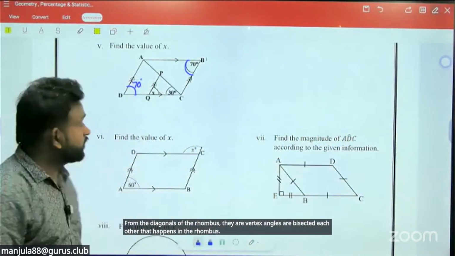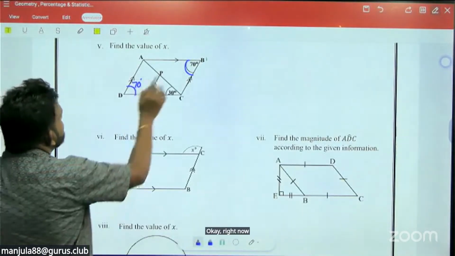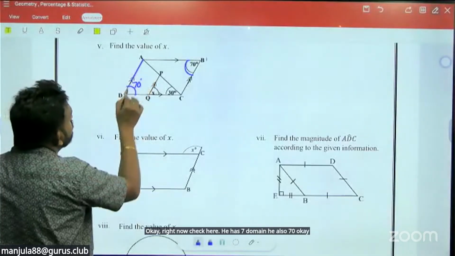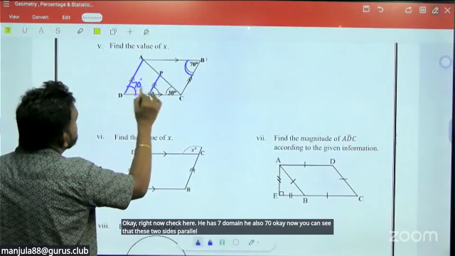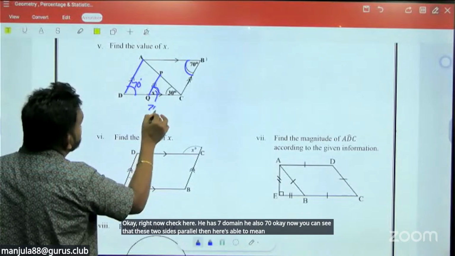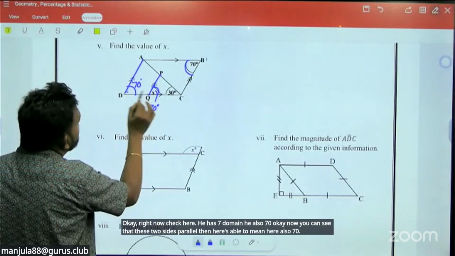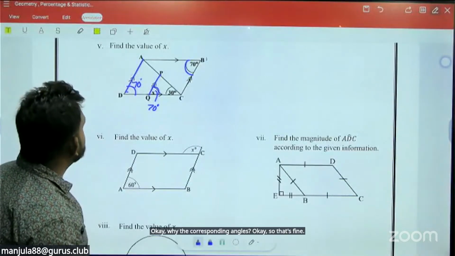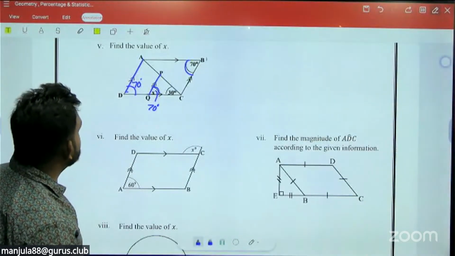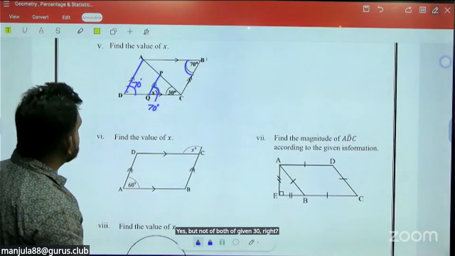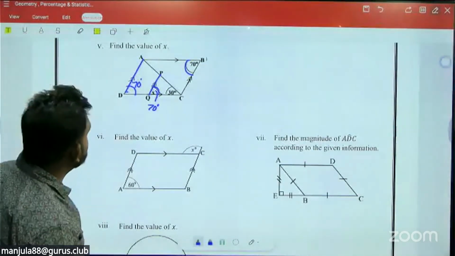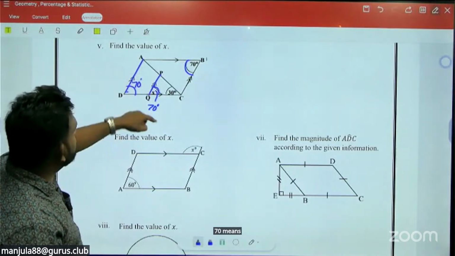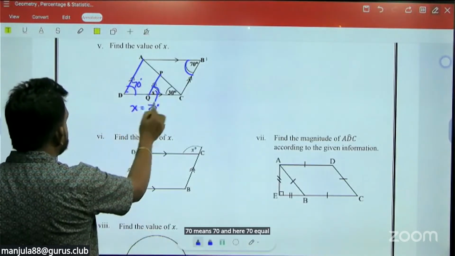Right. Now check here. Here 70 means here also 70. Now you can see that these two sides are parallel. Then here 70 means here also 70. Why? The corresponding angles. So that's fine. But the given 30 is not needed, because we are finding x. Yes, 70 means 70. Then here 70 equals x, so x equals 70. The 30 is of no use.